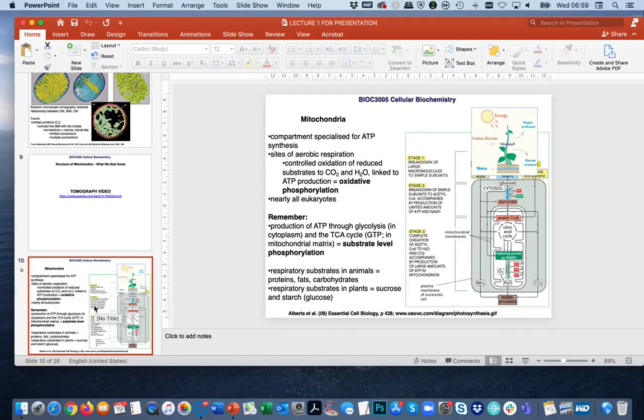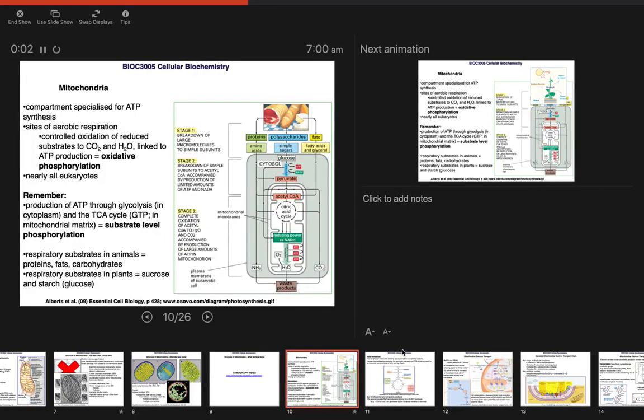Okay, that's different than oxidative phosphorylation. Oxidative phosphorylation happens through electron transport coupled to ATP synthesis. Okay, so in animals, we see the respiratory substrates being proteins, fats, and carbohydrates. Again, as shown in the diagram on the slide.